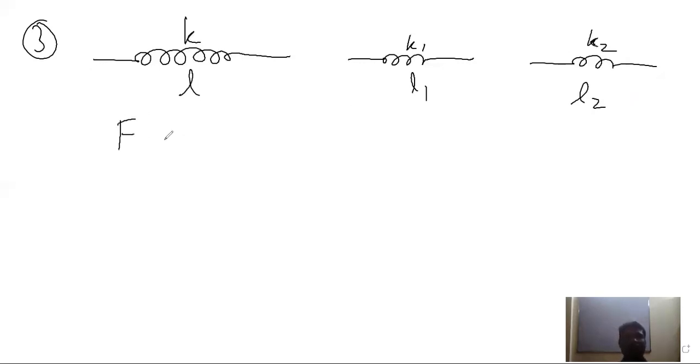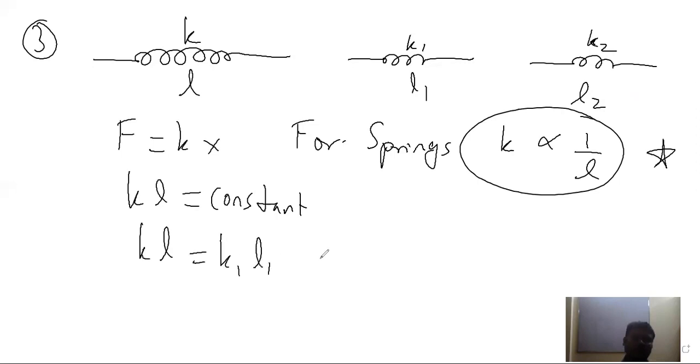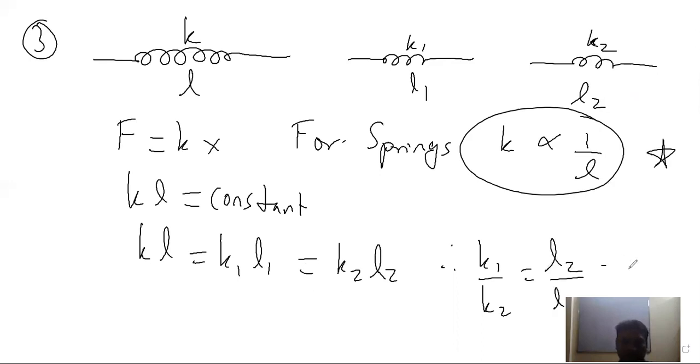Now we know spring force is Kx. Also we know for springs, spring constant is inversely proportional to length. We have seen this in spring forces. So we can say K into L is a constant. So we can say K1L1 is equal to K2L2. Now the question we are asked, ratio of K1 upon K2. So K1 upon K2 will be L2 upon L1.